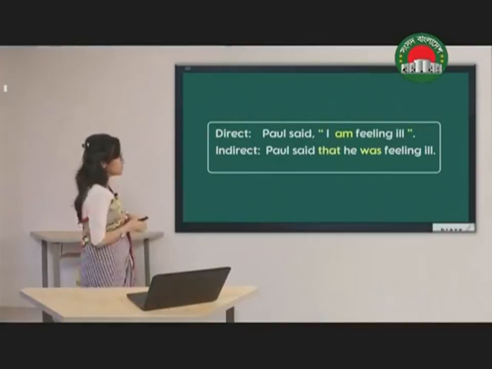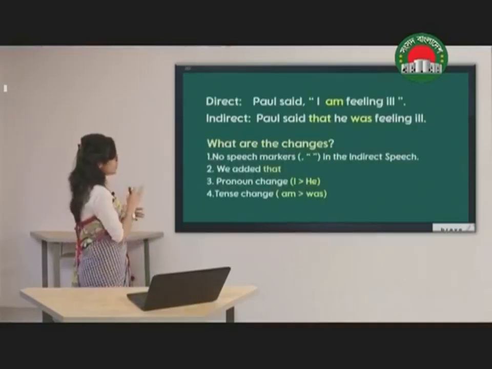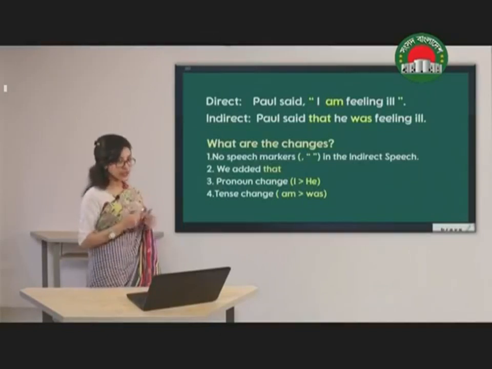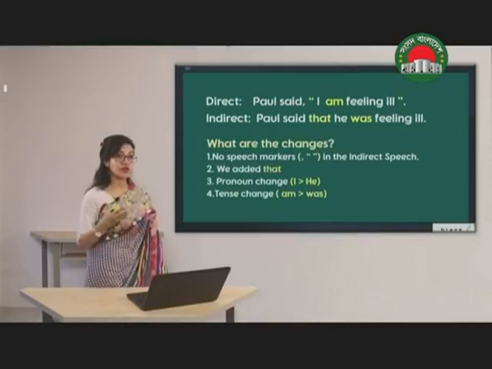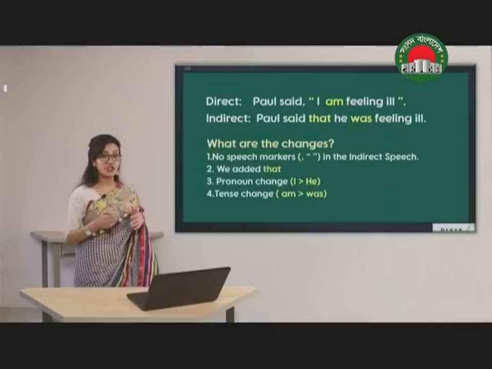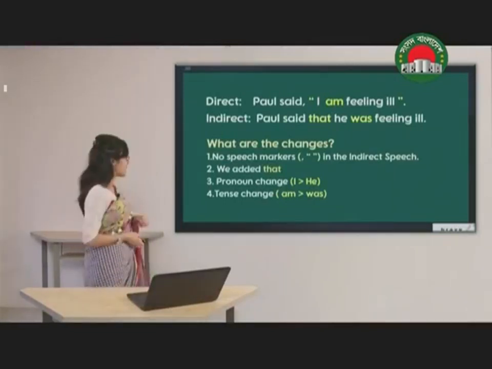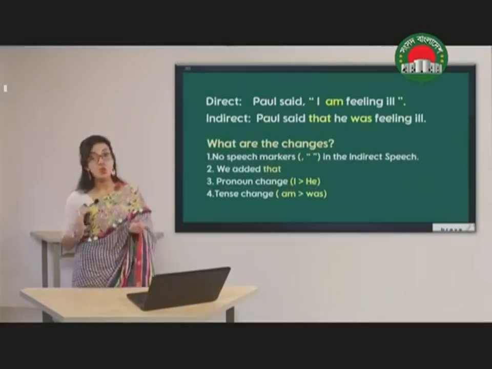So what are the changes? In brief, we can say that there are no speech markers in the indirect speech. Secondly, we added "that" in place of the comma. Thirdly, the pronoun has been changed from "I" to "he". And fourthly, tense has been changed from "am" to "was".